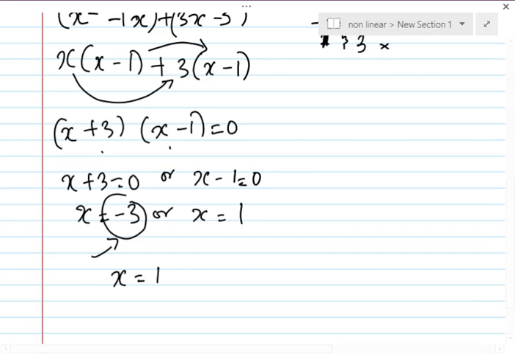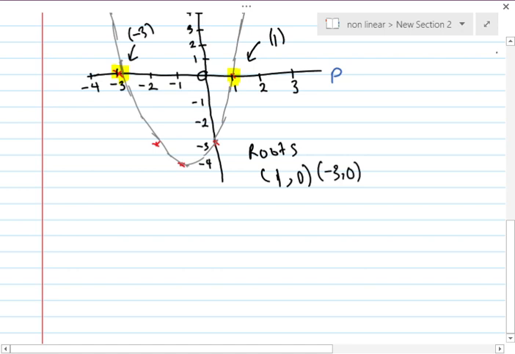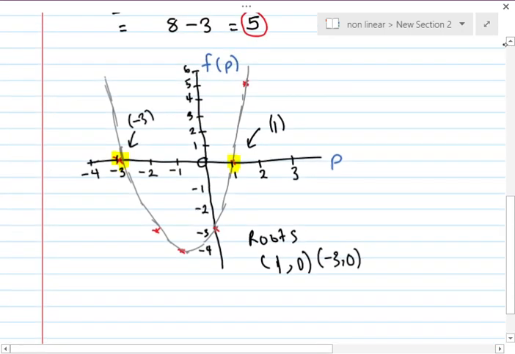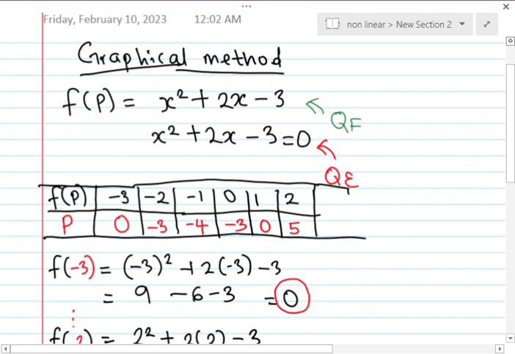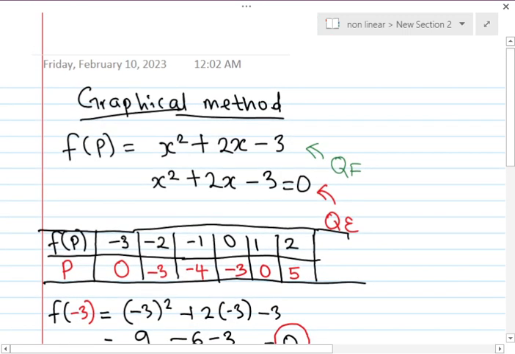Next up, we go over to how we solve with the graphical method. Just remember your roots, minus 3 and 1. Let's check if the graphical method can show that too. I've already got my graph. So here it is, the graphical method.